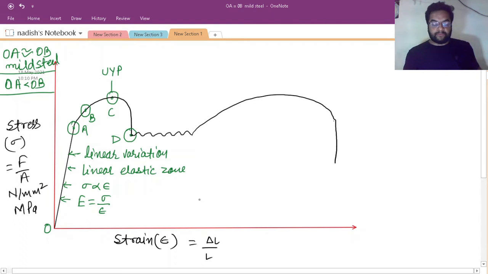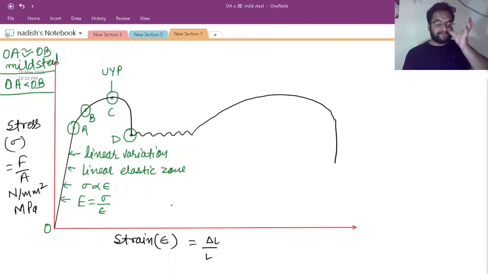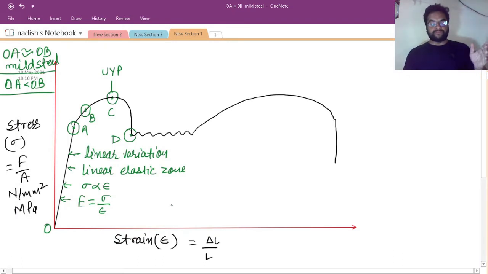And this lower limit point is preferred for designing purposes. This point D is preferred for designing purposes. The stress at this value is taken as design stress for the limit state method, working stress method, ultimate load method and plastic theory. This point is known as the actual yield point of our mild steel specimen.